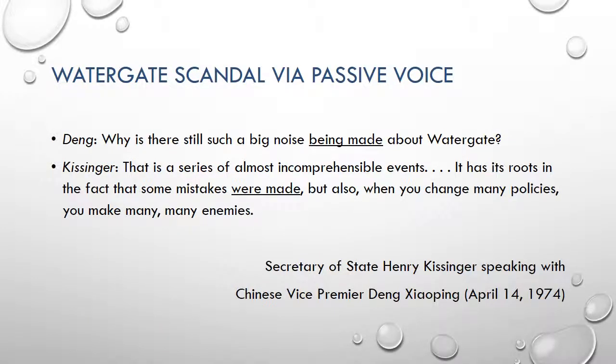The scandal of the Watergate scandal was largely accomplished via passive voice. And this was the case because nobody wanted to reveal that they were involved. So everybody spoke with the passive voice. So here we have a conversation between Chinese Vice Premier Ding and Henry Kissinger, who's the Secretary of State.